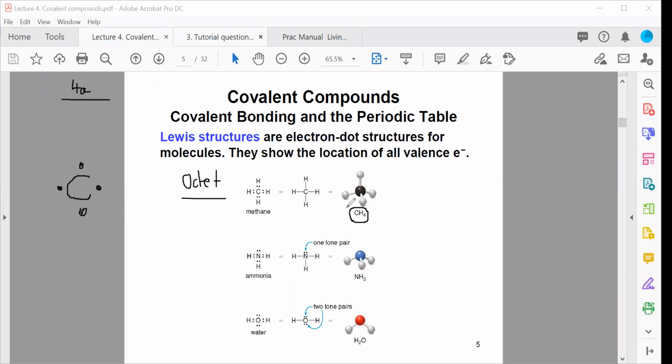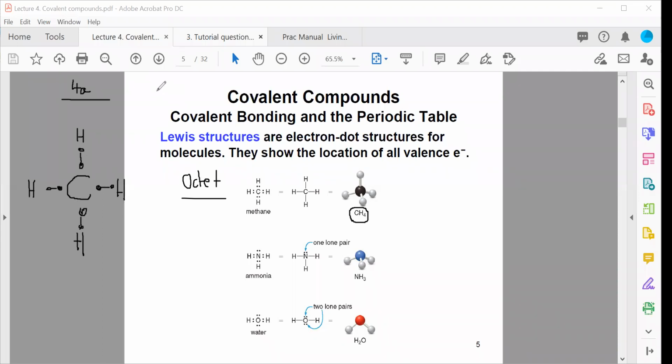All right, now let's draw in the 4 hydrogens. So we'll put a hydrogen there, and we'll put a hydrogen there, and one here, and another one there. And now you can see a covalent bond forms there, and there, and there, and there.